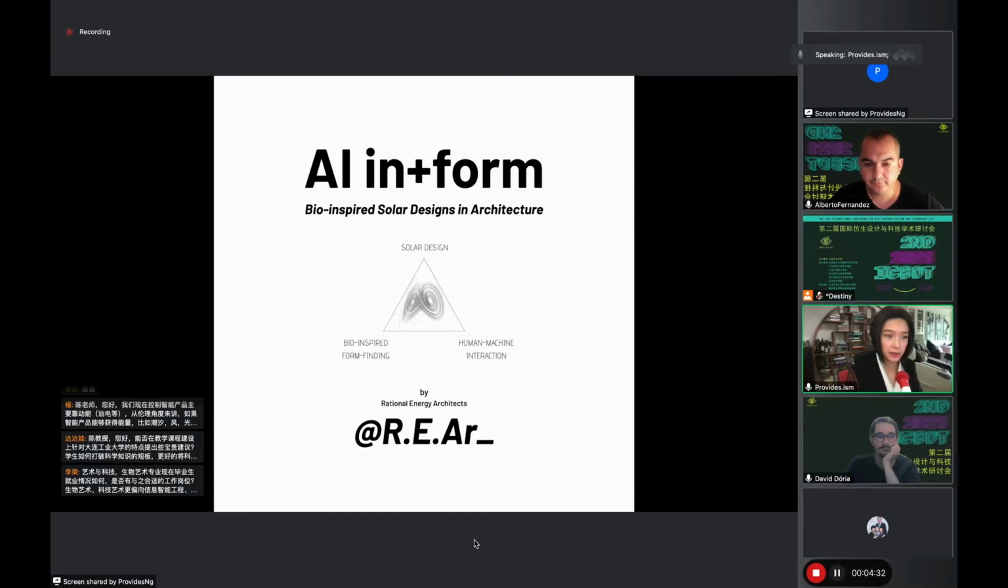Basically, our collective focuses on 3 aspects within bio-inspired solar design, which is bio-inspired form finding, solar design, and human-machine interaction. Yeah, so first we'll introduce the 2 main problems that we're looking at, which are deeply entangled.